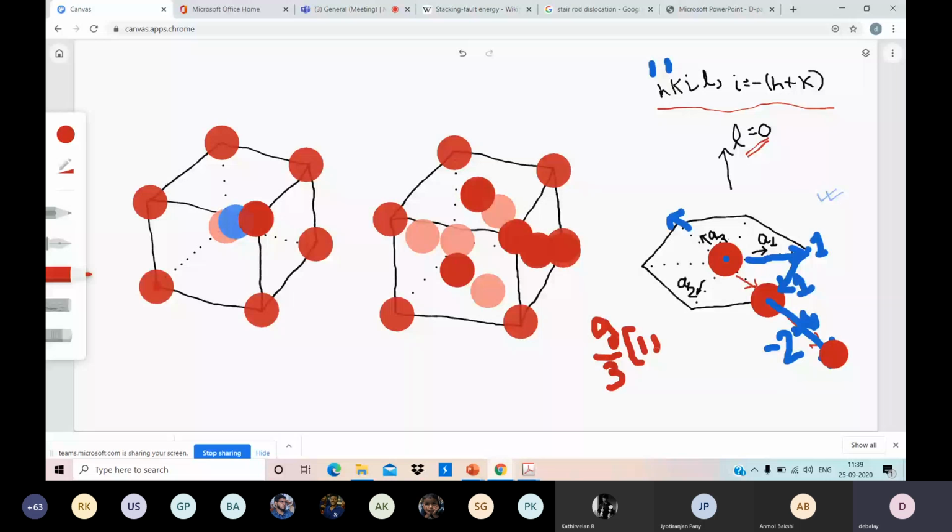Now magnitude-wise and Burgers vector-wise, I am at the right point. Why a0 by 3, sir? Because if I am moving 1 1 2 bar 0, how many a0 do I cross? 3. So I have to divide it by 3. Because I am 3 steps away where my unit movement is only 1 step.